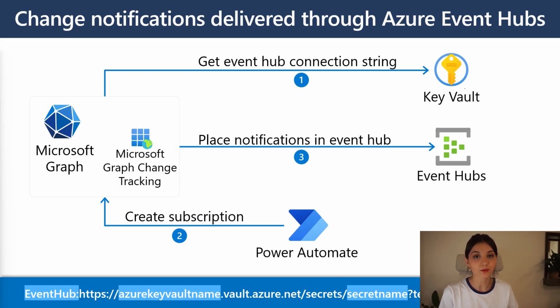Once we create our subscription using Power Automate, we will start getting the notifications in the Event Hub. So in this session, I will show you how to do all this in a demo. And of course, last but not least, as you see in the URL at the bottom, we will use the Event Hub and the Azure Key Vault URL, and then a secret name and the domain name to create our notification URL. This will help us create the subscription, and then we will start listening to the changes in the related resource. Okay, let's see the demo.